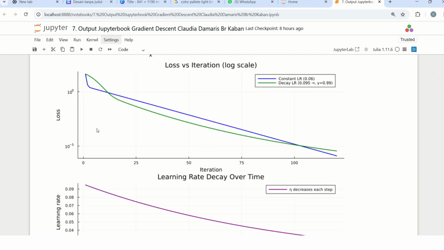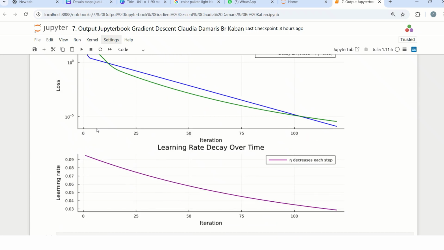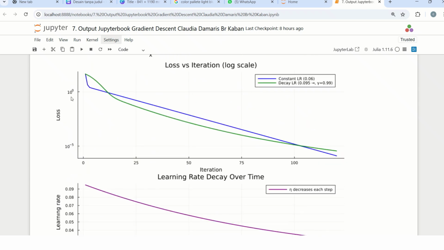So these two graphs are showing how the learning rate changes during training. Again, the blue one is the constant learning rate, and the green one is the one with decayed learning rate. Maybe we notice that the constant learning rate is closer to the minimum. However, as I mentioned before, because we are testing it on an ill-conditioned function, that's the reason why the formula shows things like this.